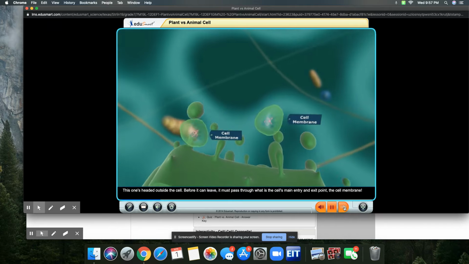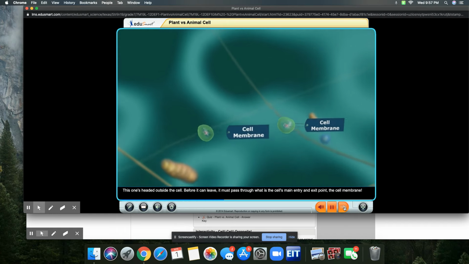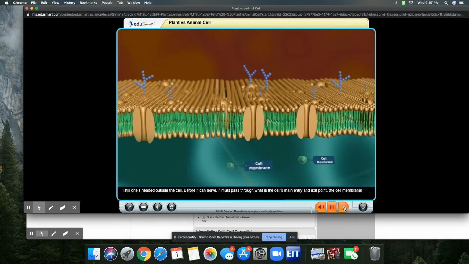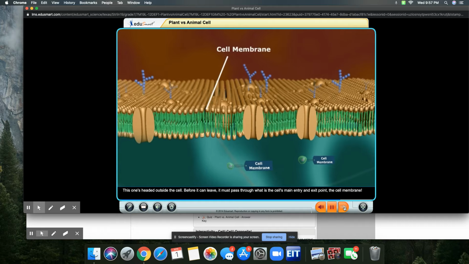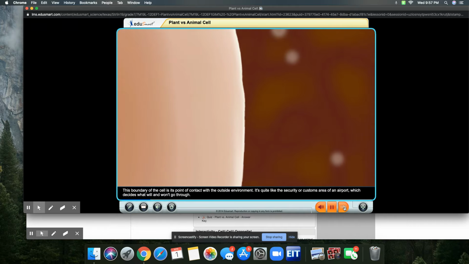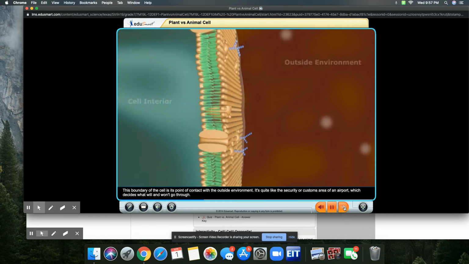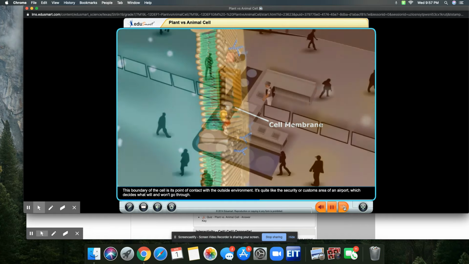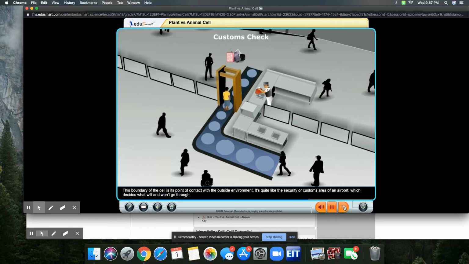This one's headed outside the cell. Before it can leave, it must pass through what is the cell's main entry and exit point, the cell membrane. This boundary of the cell is its point of contact with the outside environment. It's quite like the security or customs area of an airport, which decides what will and won't go through.